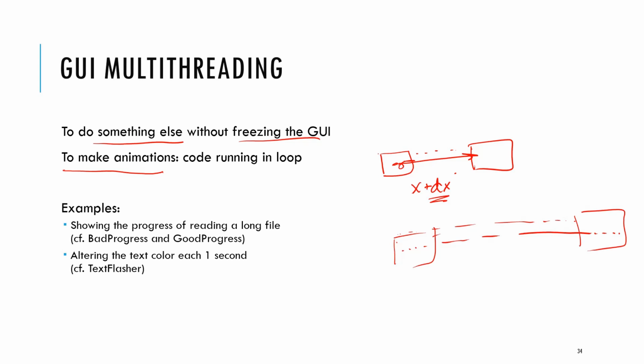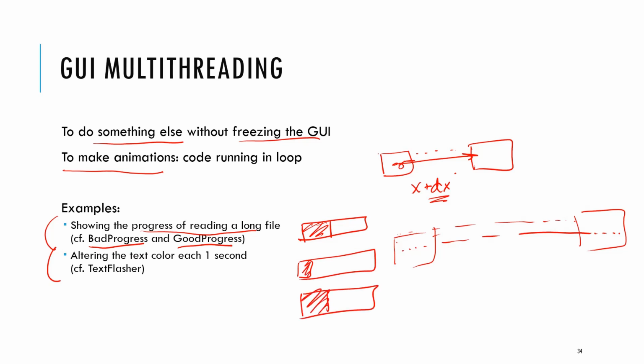The examples that I will submit to the repository on GitHub, I will show them to you right away. The first one is to show the progress of reading a long file. With the bad progress, you will see that the progress bar is freezing, but then afterwards it fills in at the end at once. With the good progress example, you will see that the progress bar is filling in gradually each time you read a larger chunk of the file until it reaches the end of the file. Okay, so we'll see these examples.